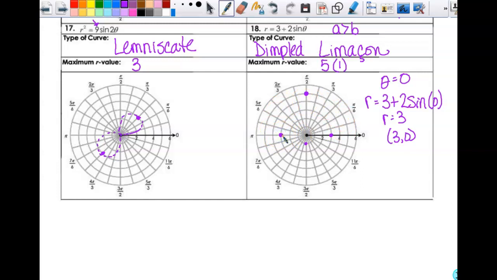Then I'm going to sketch it in. Remember, the dimpled limaçon looks like a cardioid that's starting to pull away from the pole. So it still kind of has a heart shape, but it doesn't point at all. So something kind of like that. But always better. Mine's super lopsided, but hopefully you get the idea. I probably made it worse. Okay, there you go.